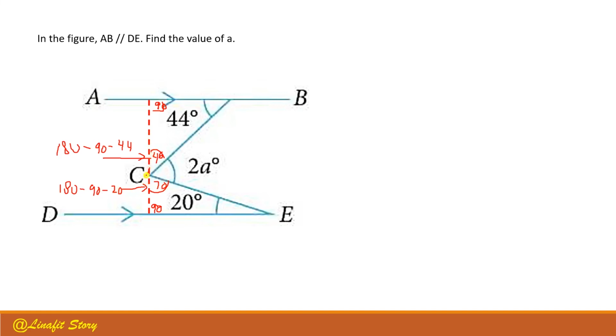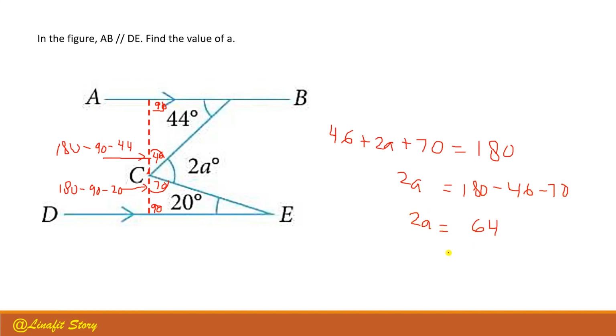Now here, we can see there is an angle on a straight line, which is equal to 180 degrees. So 46 plus 2a plus 70 is equal to 180 degrees. So 2a is equal to 180 minus 46 minus 70. 2a is equal to 64. So a is 64 divided by 2, which is 32 degrees. So don't forget, the sum of angles in a triangle is equal to 180 degrees.